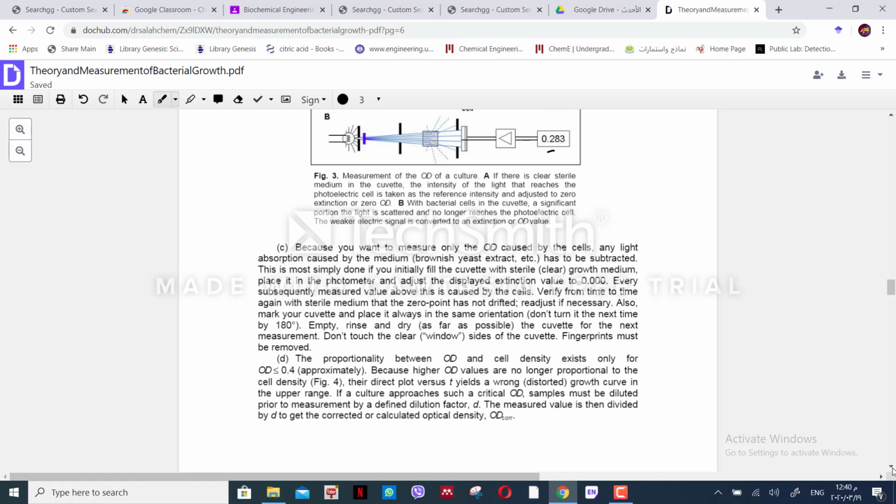Fingerprints must be removed. Number D, the proportionality between optical density and cell density exists only for optical density less than approximately 0.4, because higher optical density values are no longer proportional to the cell density. So you have to dilute your sample if you expect that its optical density is more than 0.4. You have to dilute your sample by a factor D and divide by this factor when you try to get your final reading.